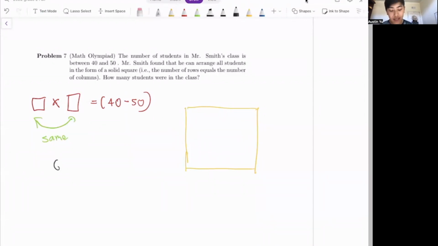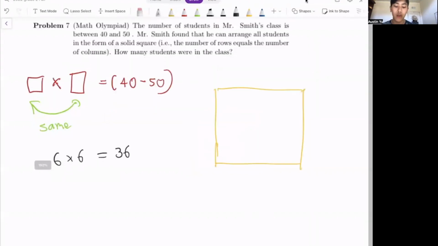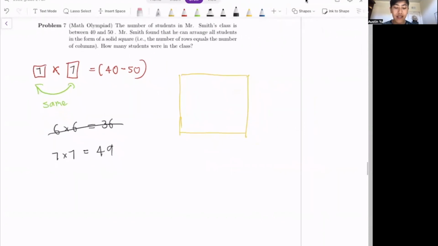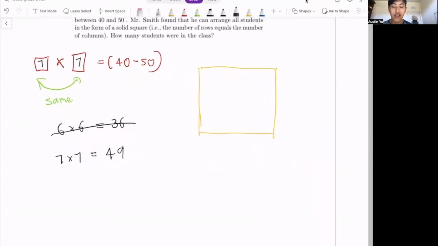First off, let's try 6 times 6. Well, 6 times 6 we know is 36. So 36 people, those are two same numbers, 6 and 6, but the result is 36, so that's a little less. And then 7 times 7. Well, 7 times 7 gives us 49, so that's perfect, since 49 is between the range of 40 and 50. Therefore, we know that the answer is 7 and 7, which is 49 students in this class.